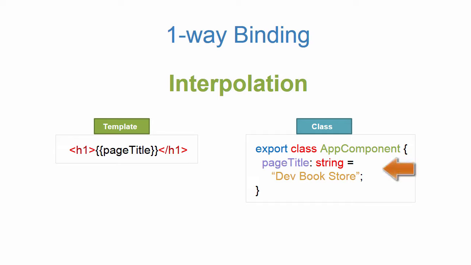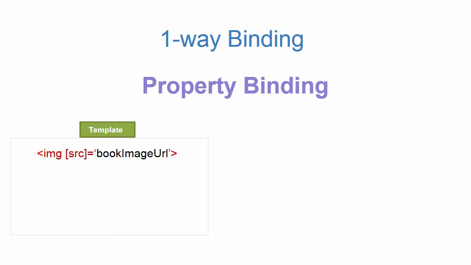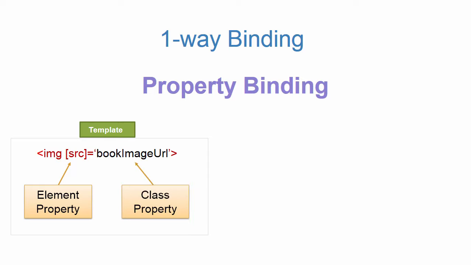We defined a string called devBookStore inside of our page title property, which then appeared inside of our template. We can also accomplish one-way binding using property binding. When using property binding, we use brackets around the element we want to bind to. Then we can define a property in our class that will contain the data we want to use. And we make sure to wrap the property element inside of quotation marks.